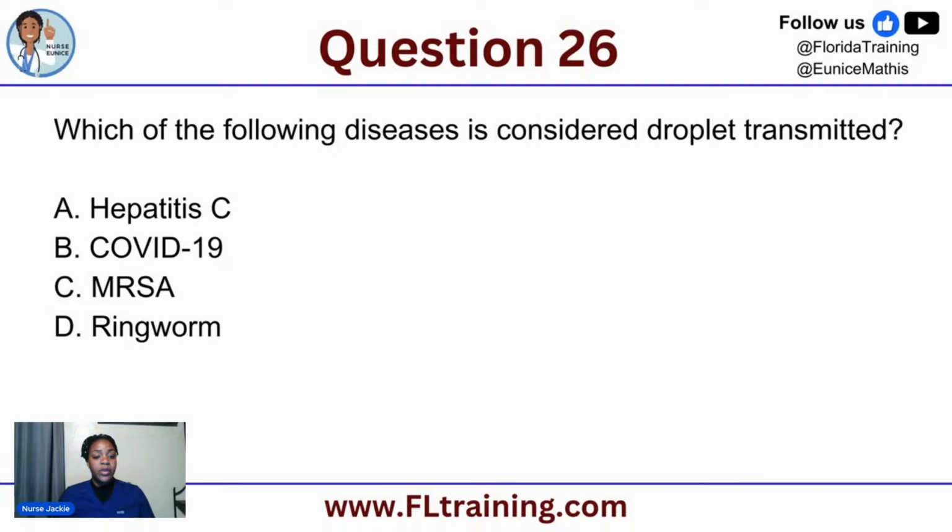26. Which of the following diseases is considered droplet transmitted? A, hepatitis C. B, COVID-19. C, MRSA. Or D, ringworm.